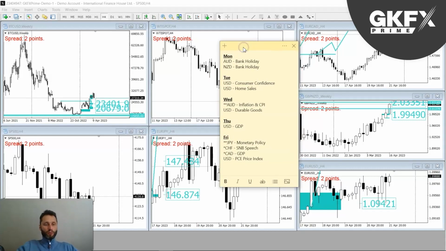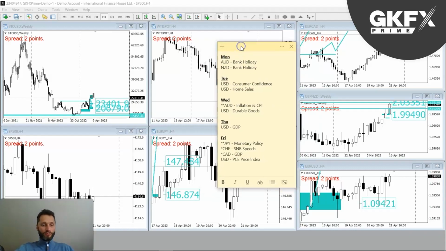Let's have a look at what we've got for this week, and let's prepare for our charts and our ideas for this week. On Monday, we've got bank holidays in Australia and New Zealand. On Tuesday, we've got consumer confidence, somewhat lower importance, and home sales on the dollar. And then on Wednesday, we've got a bigger one on Australian dollar inflation and CPI numbers, and again on the dollar durable goods. And then we've got the GDP figures from the US on Thursday.